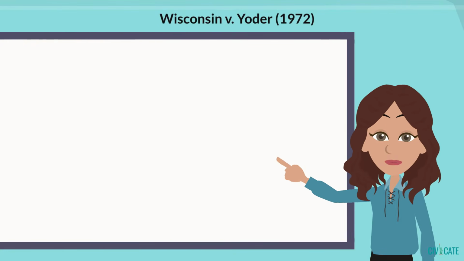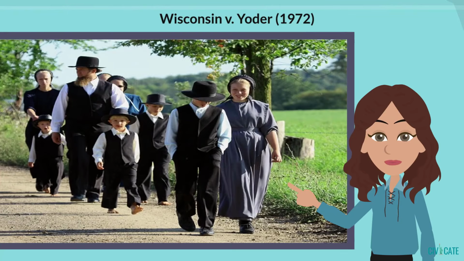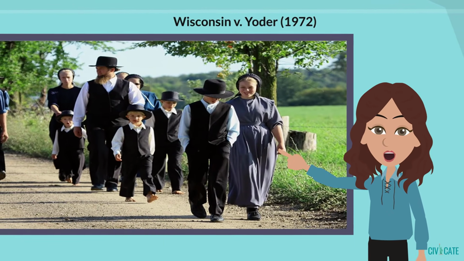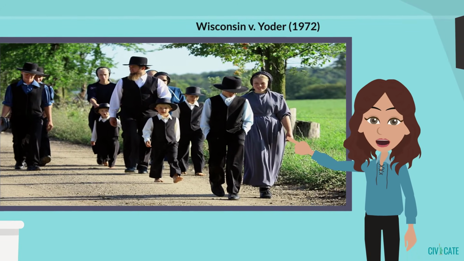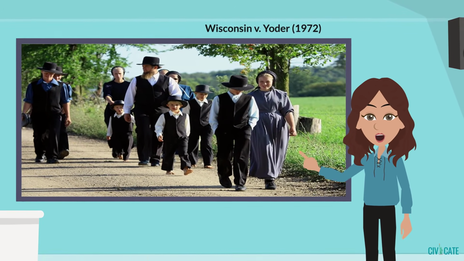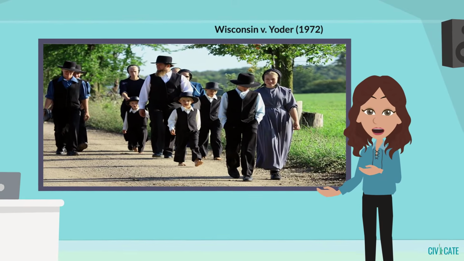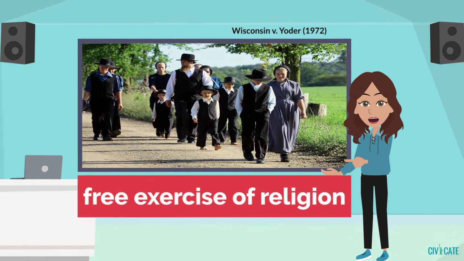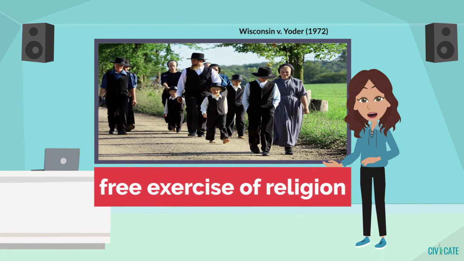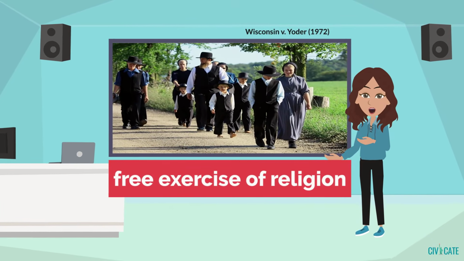Finally, Wisconsin v. Yoder, which was decided in 1972, was brought to the Supreme Court because Amish parents were angry that Wisconsin law required their children to go to school until they were 16. They said it violated their religious beliefs and their free exercise of religion. The Supreme Court agreed, deciding that religious freedom is more important than a state's laws.